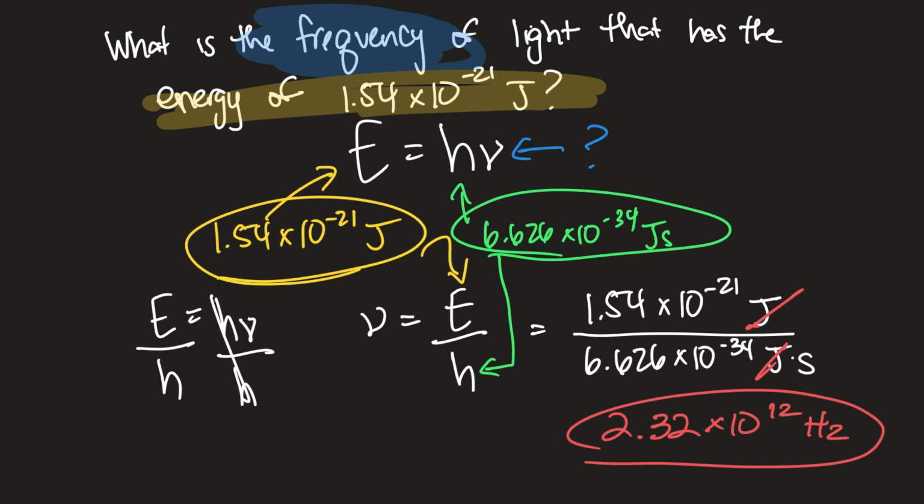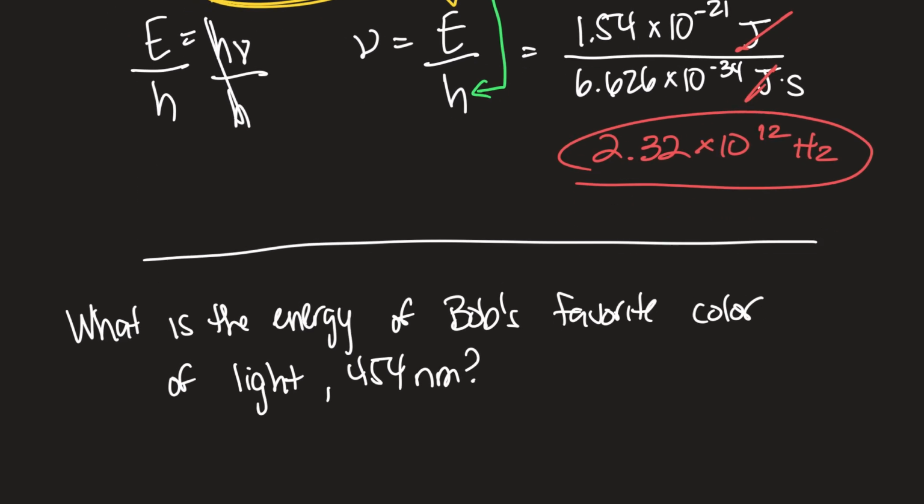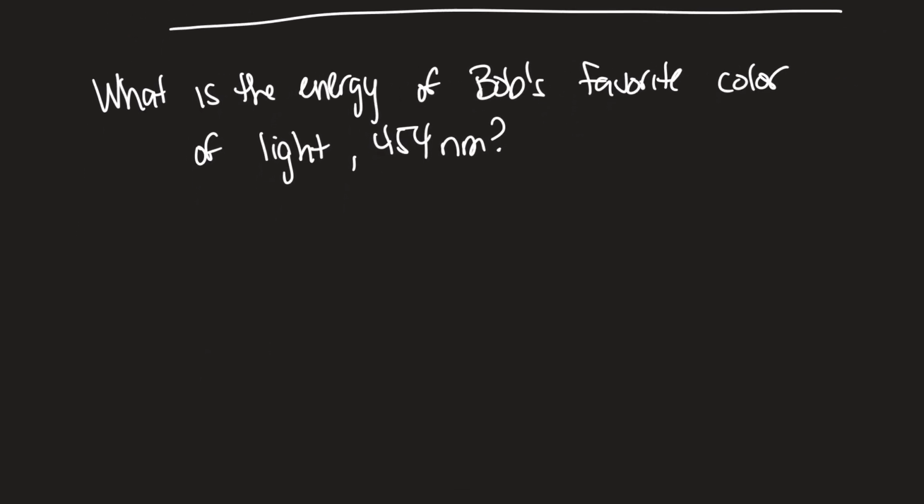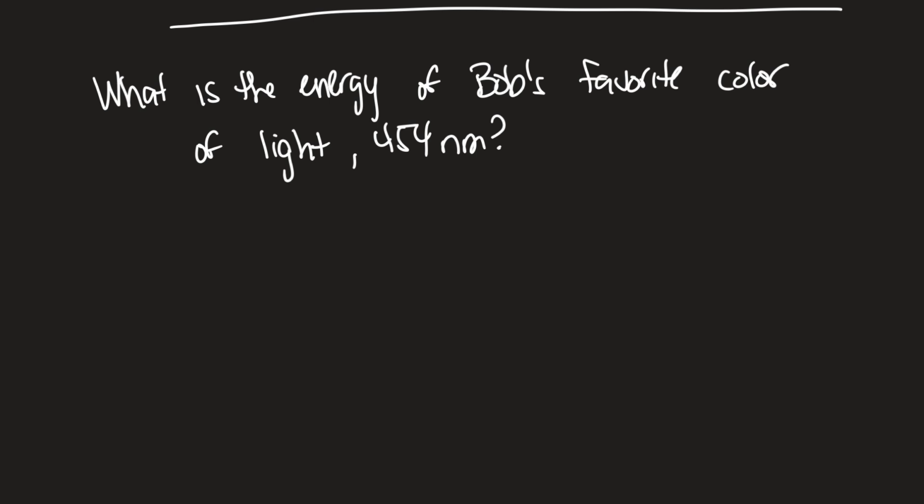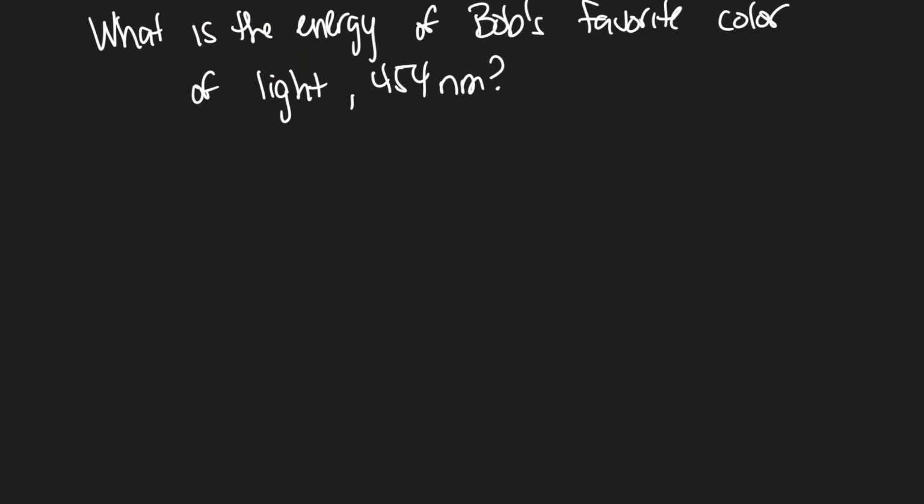Here we go. So here's our harder problem. What is the energy of Bob's favorite color of light? And then I give you that it's 454 nanometers. So let's think about what's going on here. It's asking you to figure out the energy of Bob's favorite color.